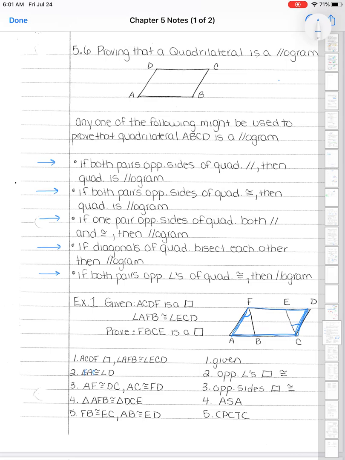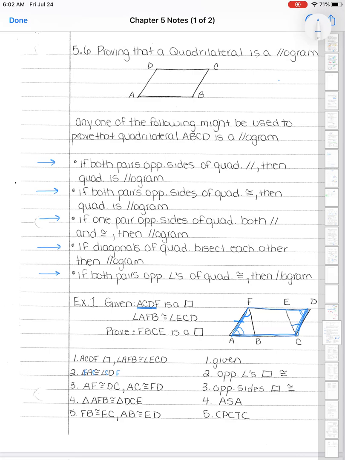So we know that ACDF is a parallelogram. So the outside one is a parallelogram. And we also know this angle equals this angle, and we want to prove that the inside one's a parallelogram. So step number 1, we're going to start with labeling some stuff about a parallelogram. Well, opposite angles are congruent, so I can say FAC is congruent to CDF.